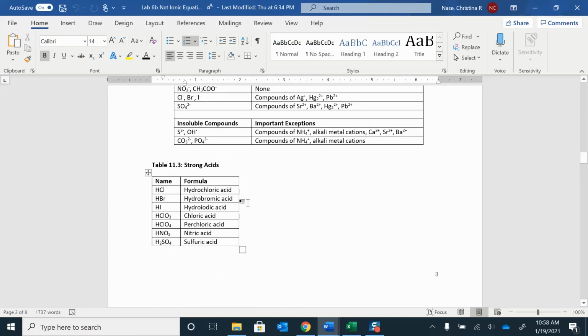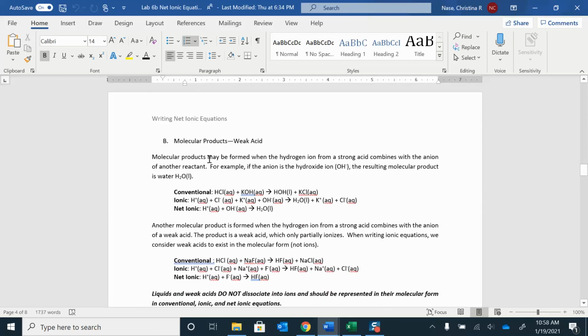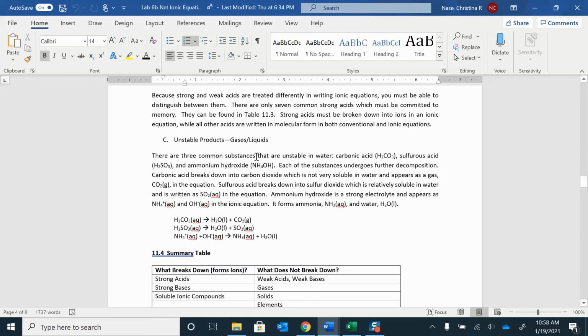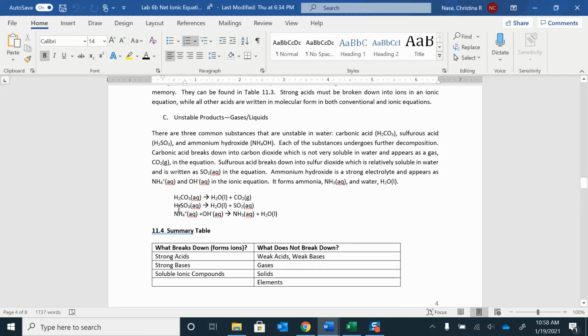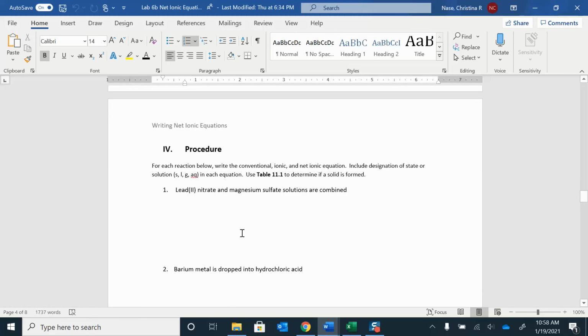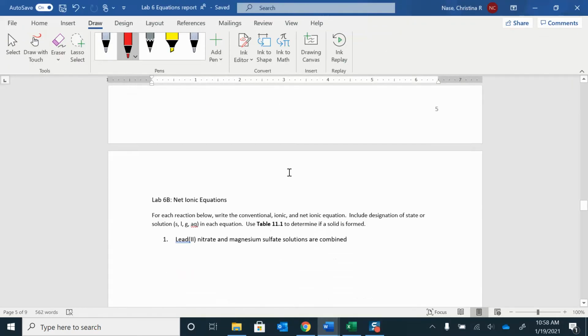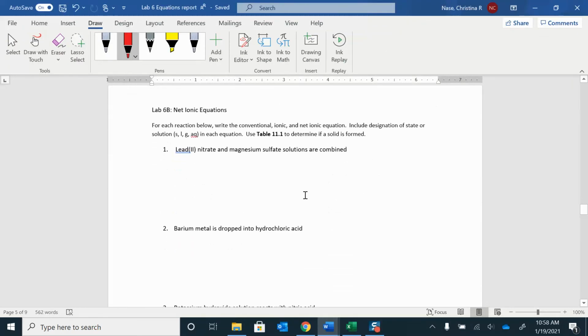We also have some strong acids versus weak acids. The strong acids are going to dissociate into ions. Those are our strong electrolytes. The molecular ones are going to stay together. We will form some gases, liquids, and so there's a couple of specialized reactions. So make sure you read over this procedure a little bit before you just jump right into writing the reaction. So if you go back to the equation sheet, scroll down, 6b is just writing net ionic equation. So let's write one.